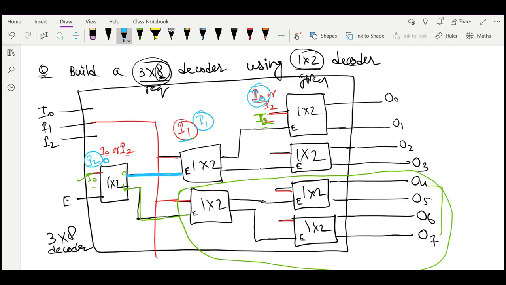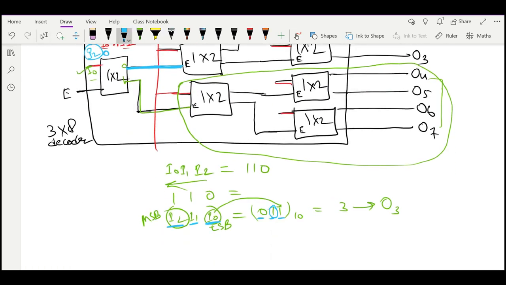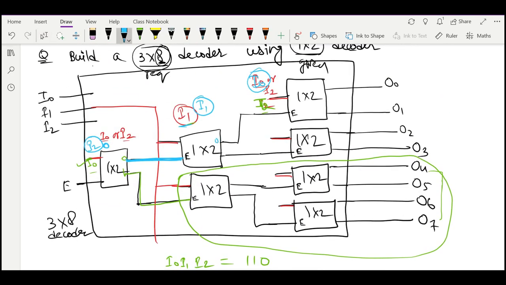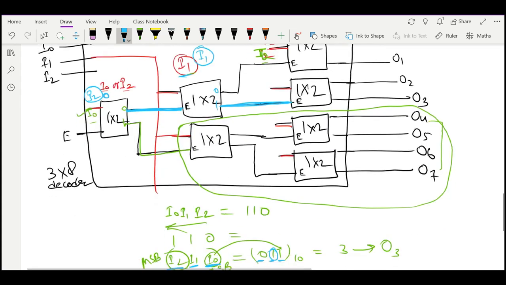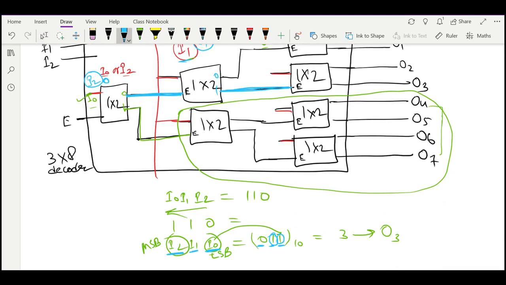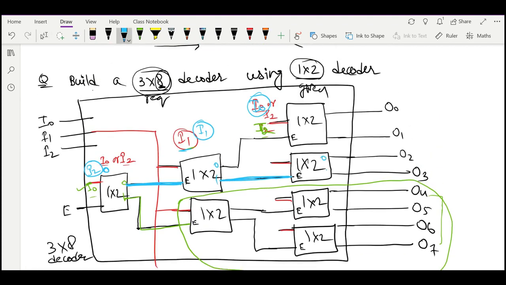And at I1 we have 1, so it will activate 0, 1. So it will activate this line. And at I0 we have again 1. So what will happen? 0, 1. So it will activate this line. And you can see we have safely reached O3.